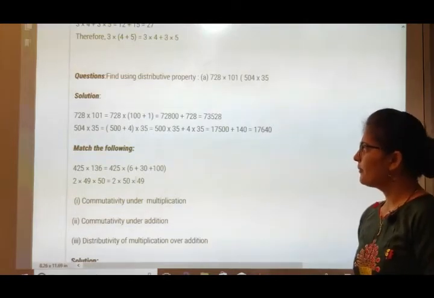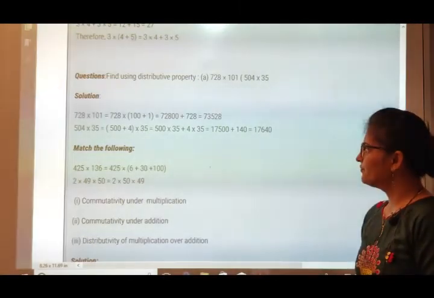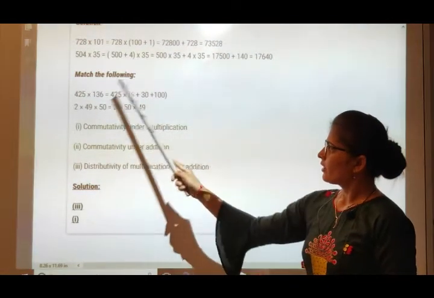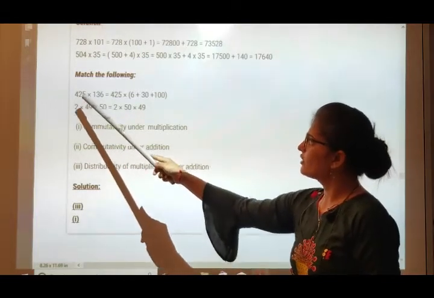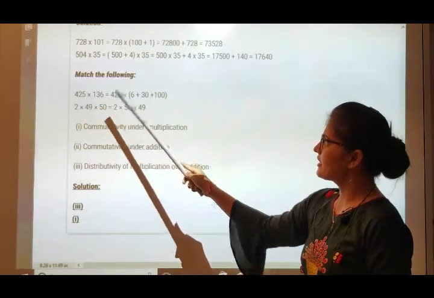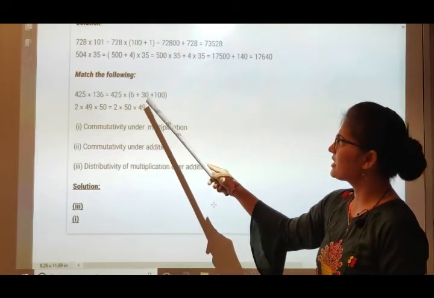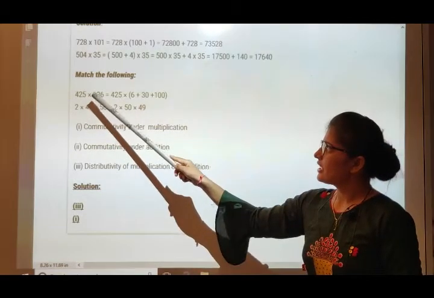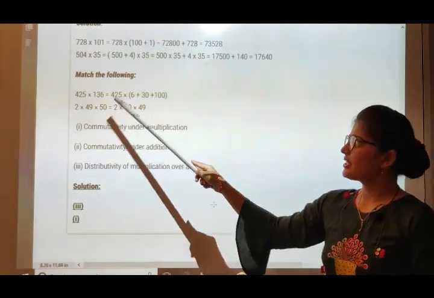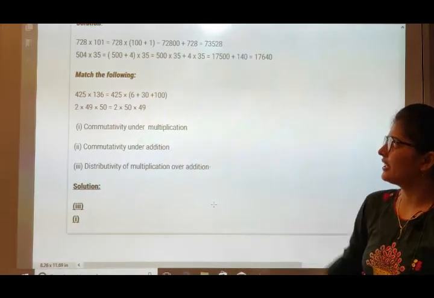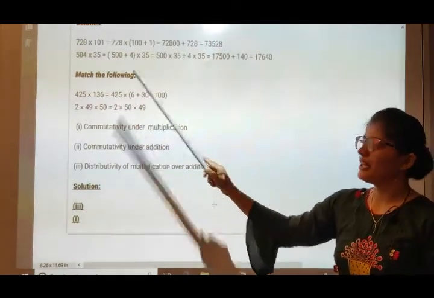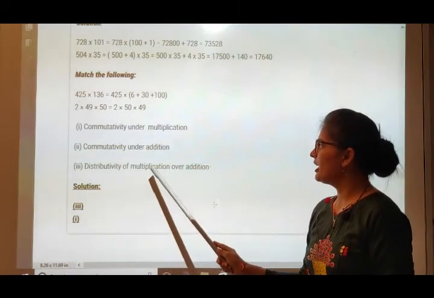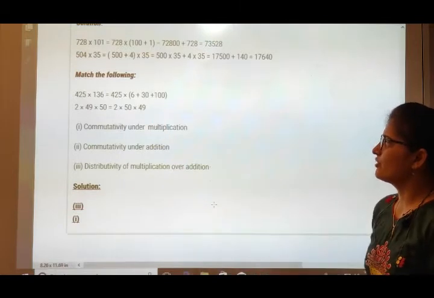Now here some match the following questions are given to you. 425 multiplied by 136 is equal to 425 multiplied by (6 plus 30 plus 100). So which property is there over here? You can see here it is multiplication and this 136 is written as 6 plus 30 plus 100. That means addition is also there and multiplication is also there. That means this is distributivity of multiplication over addition. So first is matched to the third one.